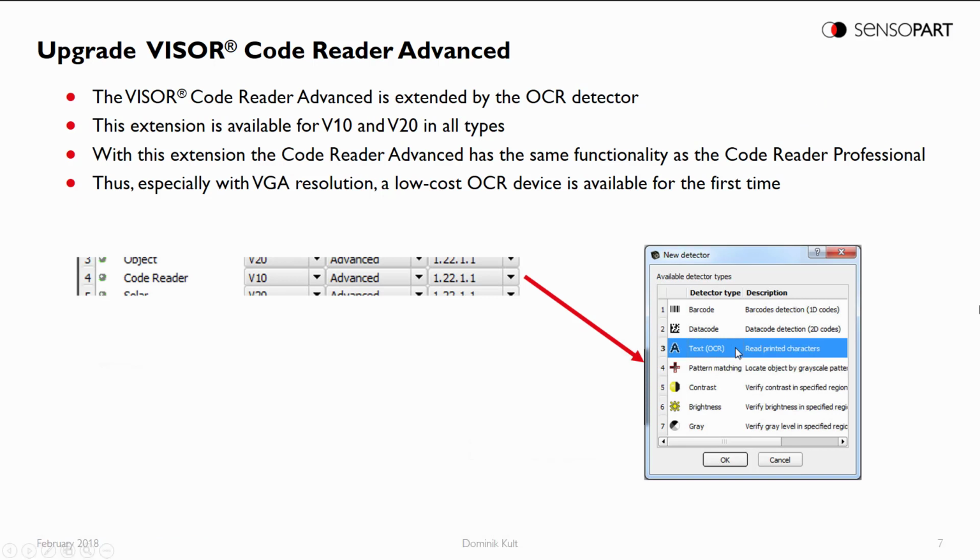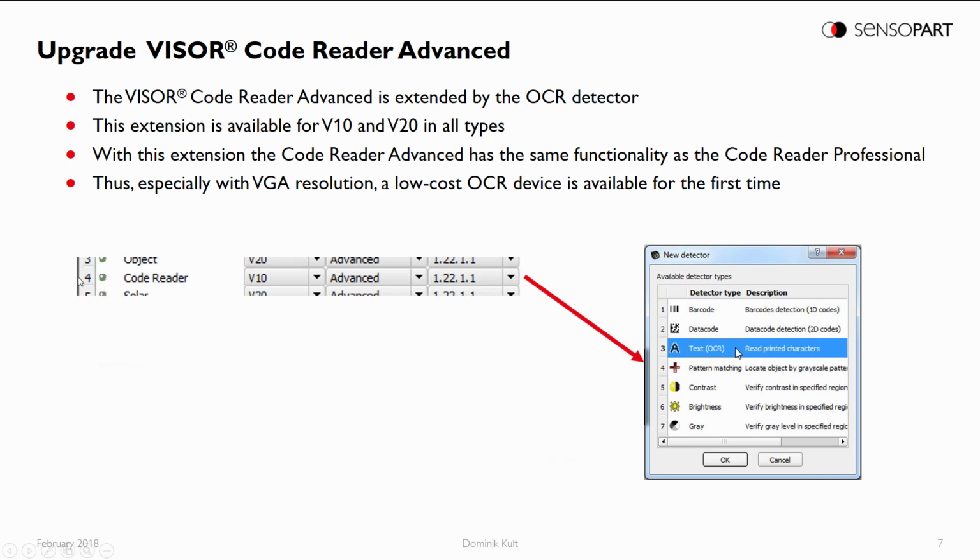The advanced code reader gets an upgrade. The advanced code reader is extended by the OCR detector. This extension is available for V10 and V20 in all types. And this extension, especially with VGA resolution, gives us a low-cost OCR device in the VISOR portfolio for the first time. How can you see this change?